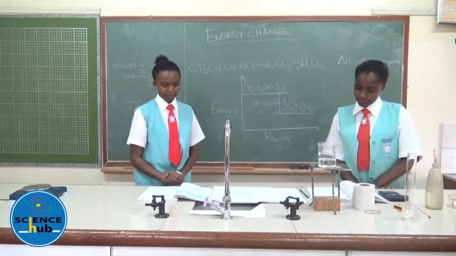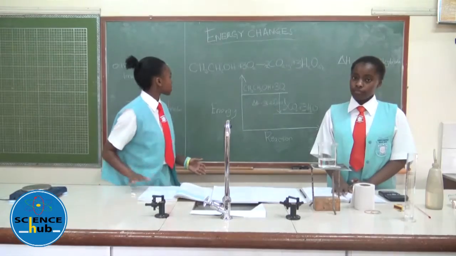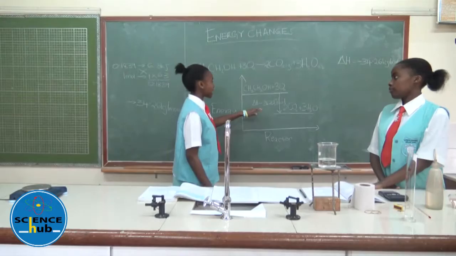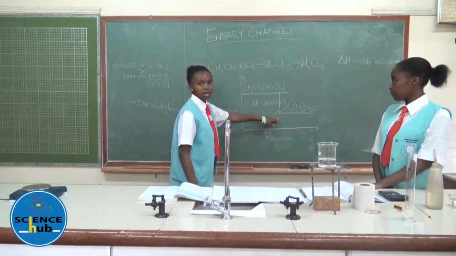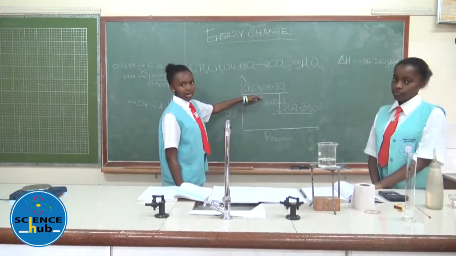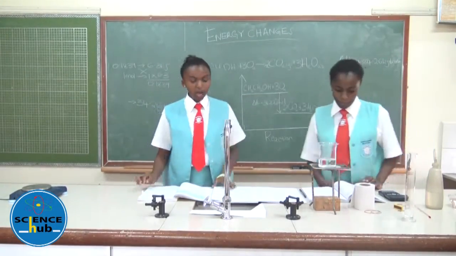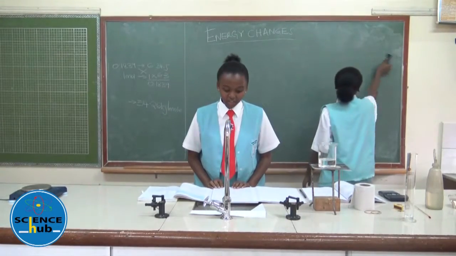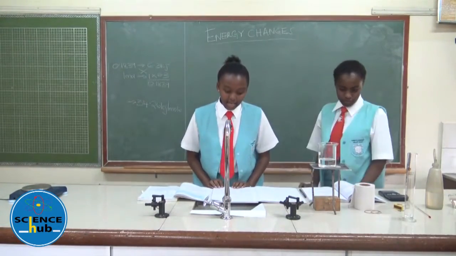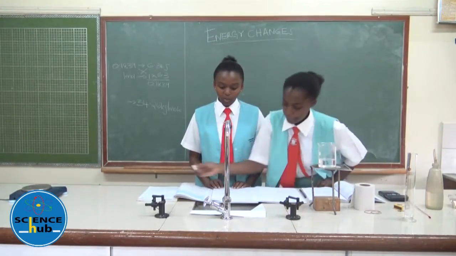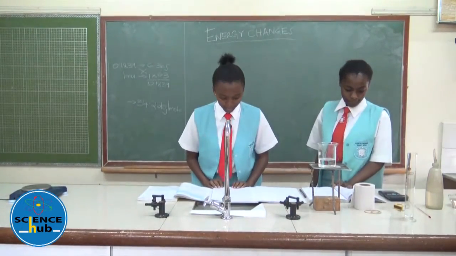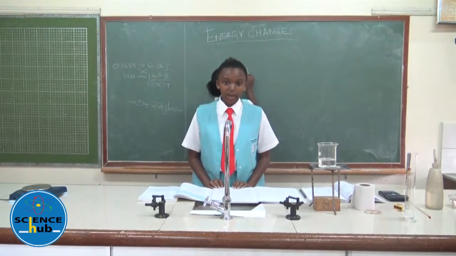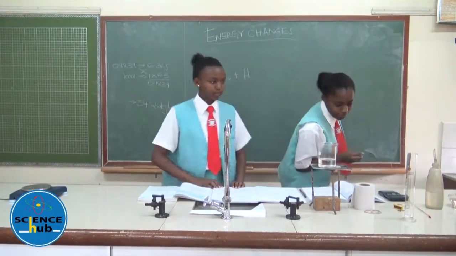So this energy level diagram shows that the reaction is exothermic. That is why the energy of the products is less than the energy of the reactants. We will now move to Hess's law, which states that the energy change in converting reactants to products is the same regardless of the route by which the chemical change occurs. This can be simply illustrated in an energy cycle diagram, which my colleague will draw.